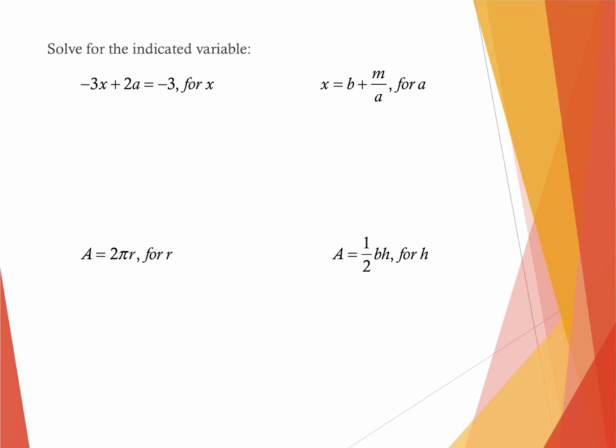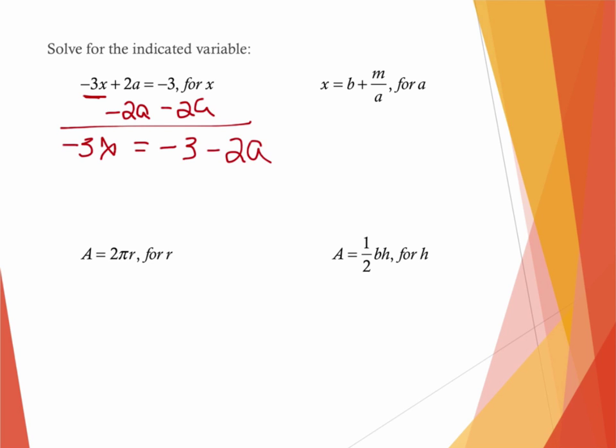Here are some formulas that will have several steps in order to isolate the variable. So I have 3x plus 2a is equal to negative 3, and I want to get the x isolated. Again, pretend that you're solving a two-step or a multi-step equation. If I want to get this term isolated, I'm going to have to subtract 2a from both sides. Negative 3x is equal to negative 3 minus 2a. Then I divide everything by negative 3. So x is equal to 1 plus, since I have the double negative here, 2/3 a.